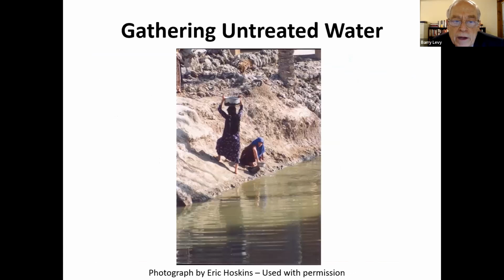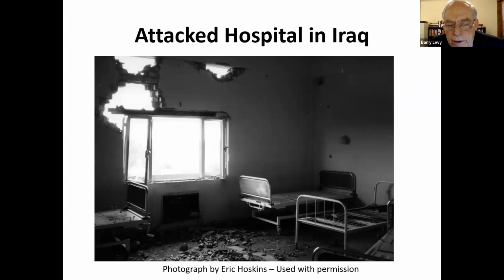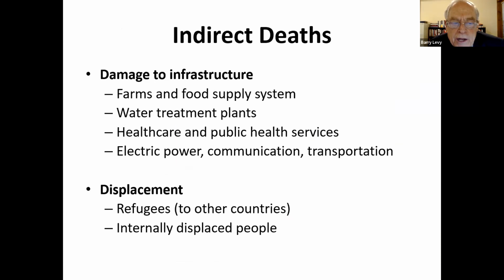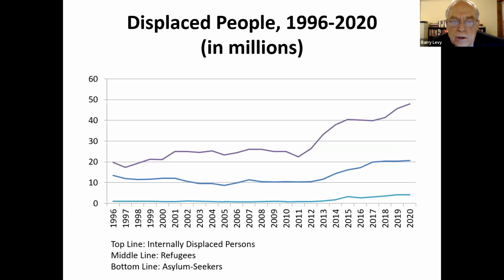Here's women gathering water from the Tigris River in Baghdad during the first Persian Gulf War in 1991, after United States and allied forces destroyed water treatment plants. An example of targeted destruction of infrastructure. And another example, and Len will say more about attacks on healthcare. This is a hospital in southern Iraq that was attacked shortly after the Iraq War. But the other major cause of indirect deaths is displacement. So damage to infrastructure and displacement account for most of the indirect deaths that occur during war.